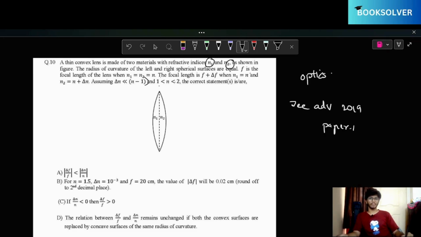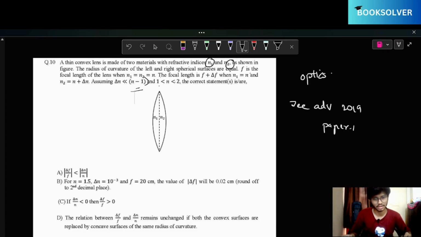F is the focal length of the lens when N1 is equal to N2 equal to N. The focal length is F plus delta F when N1 is equal to N and N2 is equal to N plus delta N. Assuming delta N much less than N minus 1, this implies delta N is almost 0. So the correct statements are, right?